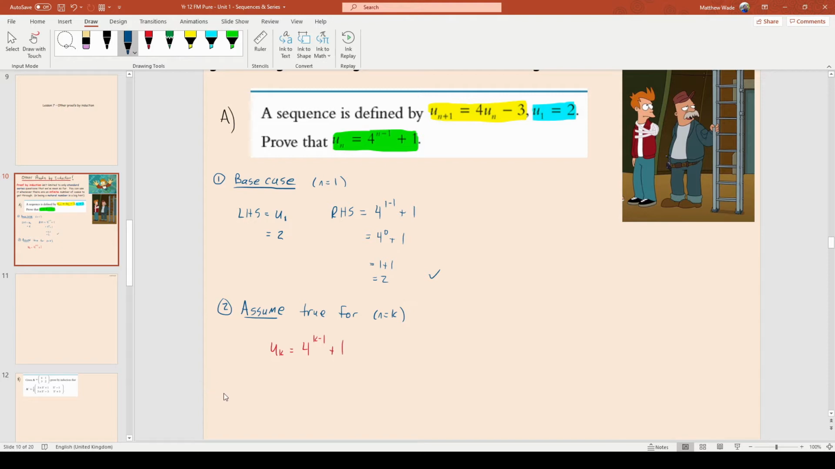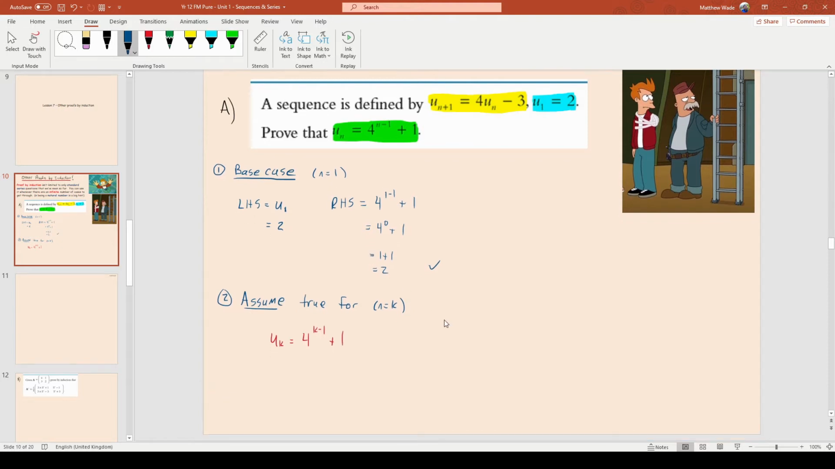Now, if that's true, remember how induction works: the next step is to show that it works for the next one up. So this is a general step on the ladder. If it works for this rung, you've got to show it works for the rung above it as well. Hooray, I knew Scruffy would come in handy from Futurama. So let's do it.